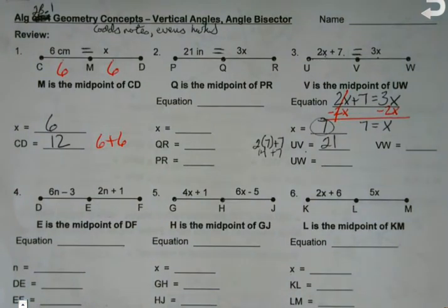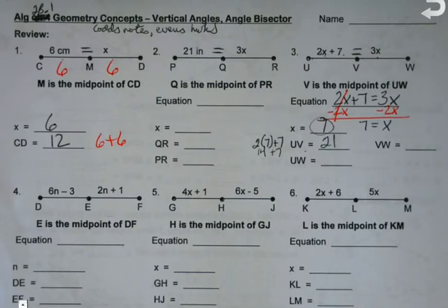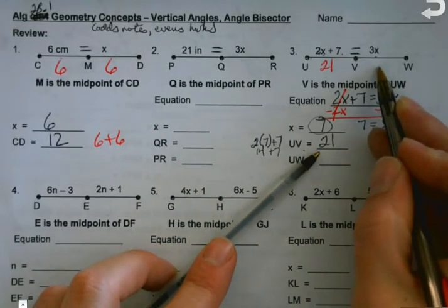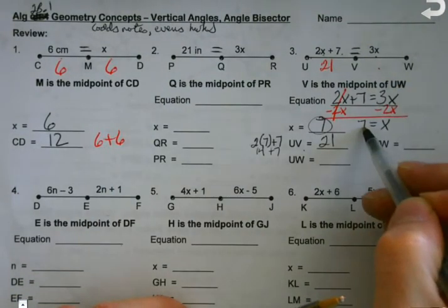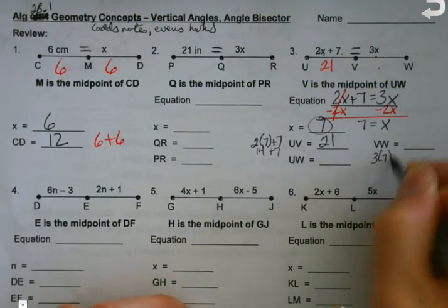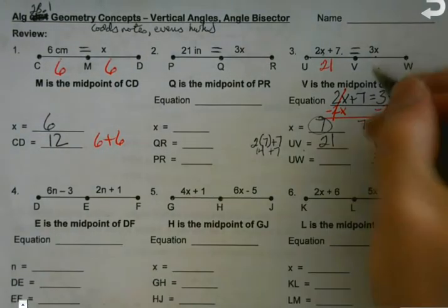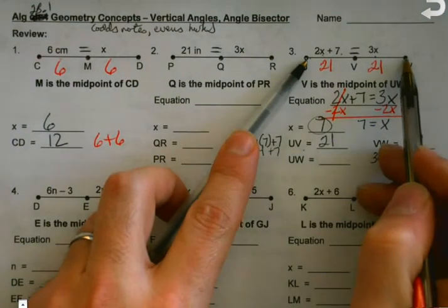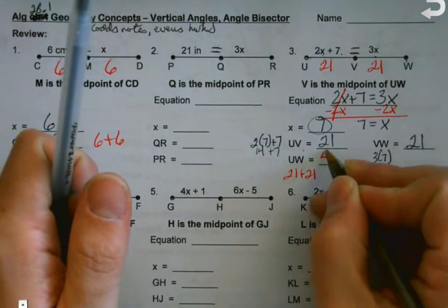Now, if I did this right, and this is the nice thing about this, if this is the midpoint, UV, what I just found, should be the same thing as VW. So let's see. VW is 3x. Well, x is 7. 3 times 7 is 21, and they're the same. Okay, I feel good about this. And then UW is just the whole thing. So I just add together the two parts that I just found.